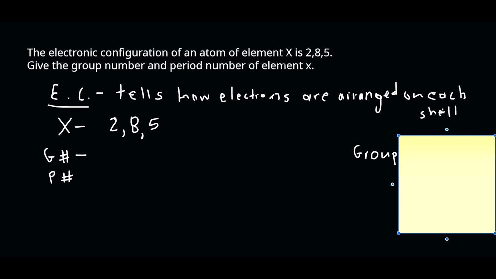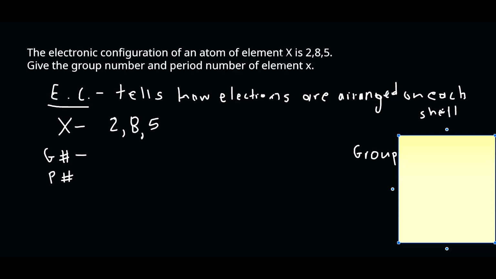The period number tells the amount of electron shells. So it tells the number of electron shells in the structure.